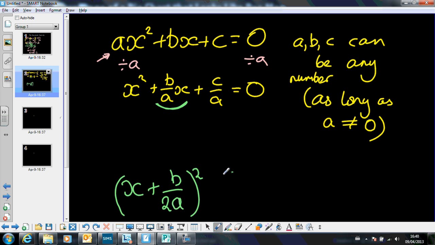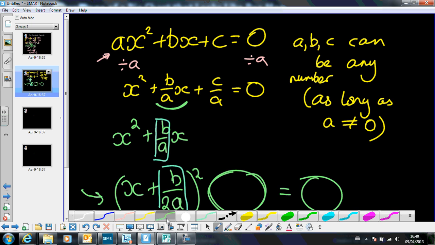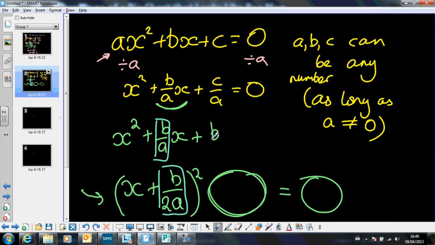And we have not finished because there are some gaps that are going to need filling in. If we were to expand this out, x plus b over 2a, then we get x squared plus b over a x. That was the whole point, remember? The whole point of choosing b over 2a is so that when you expand it out, it doubles. Plus b squared over 4a squared.